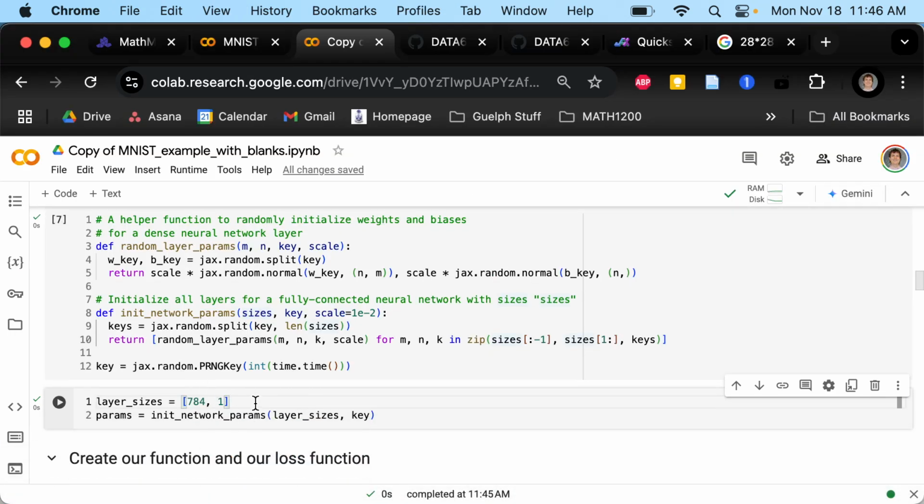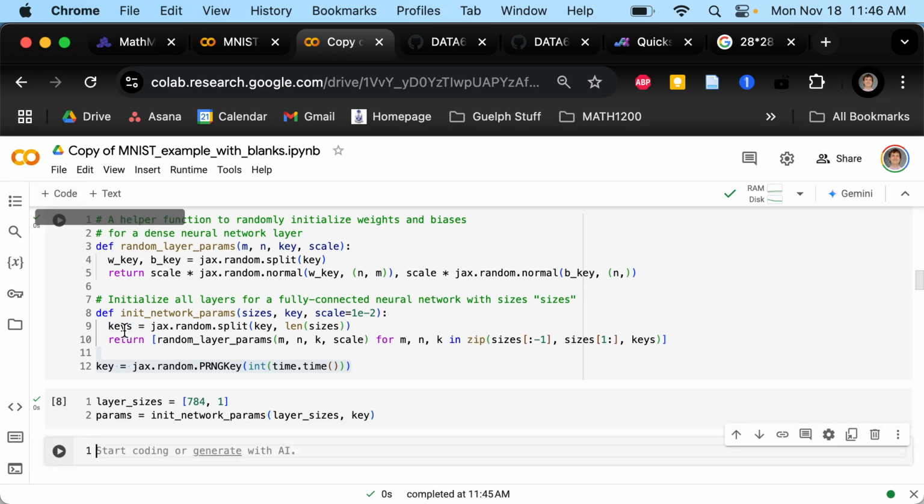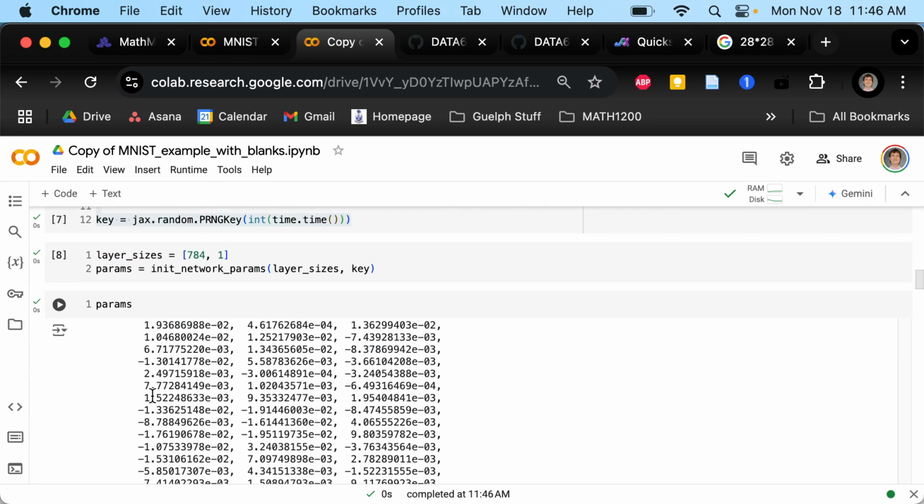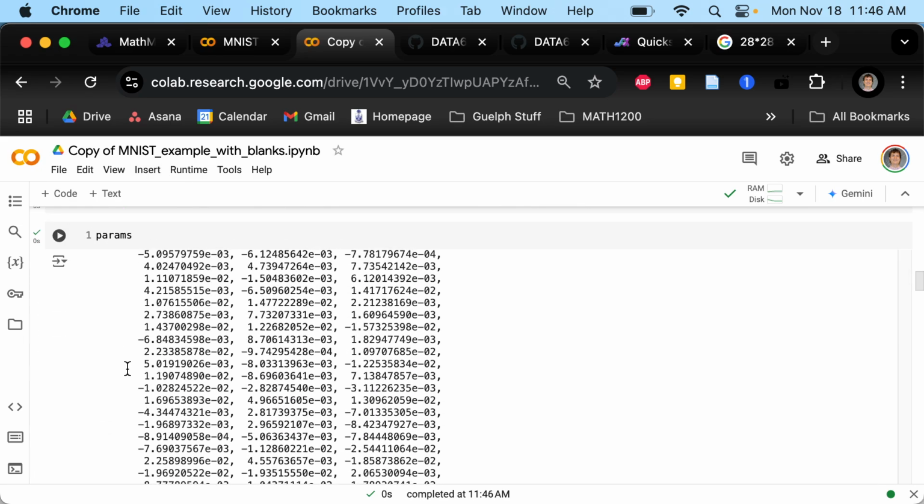So I said layer sizes is 784, 1. And then I said, please make the parameters of the network, which is this function, applied to the layer sizes using the random key you had. And that made some parameters. Let's see what the parameters look like. So I'm going to ask it, please tell me what are the parameters. So it just made some parameters. Now please tell me what they are. And here's a big long list of what they are.